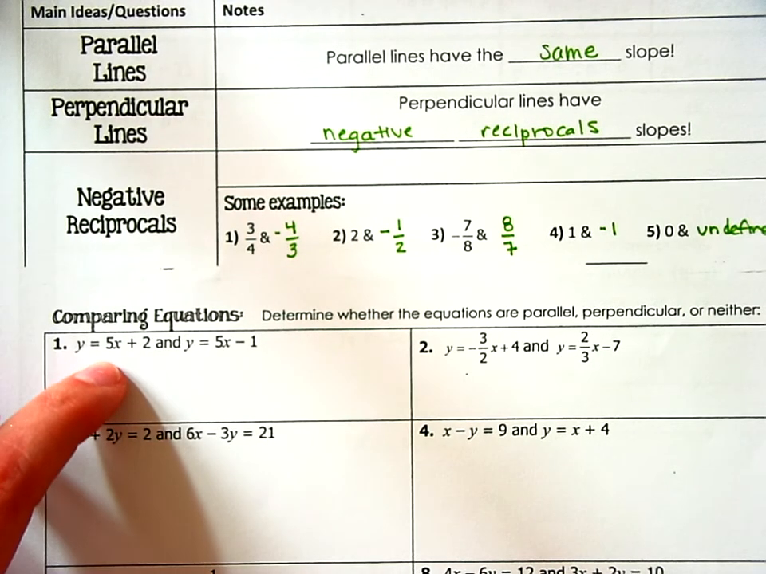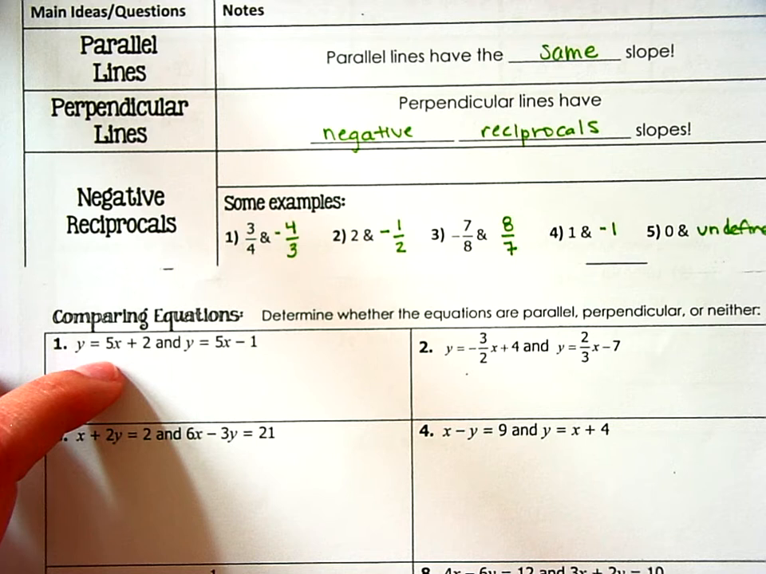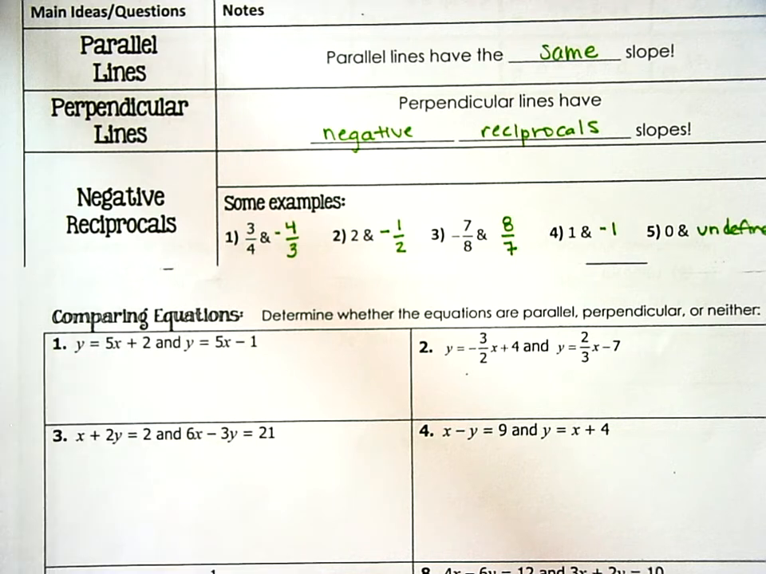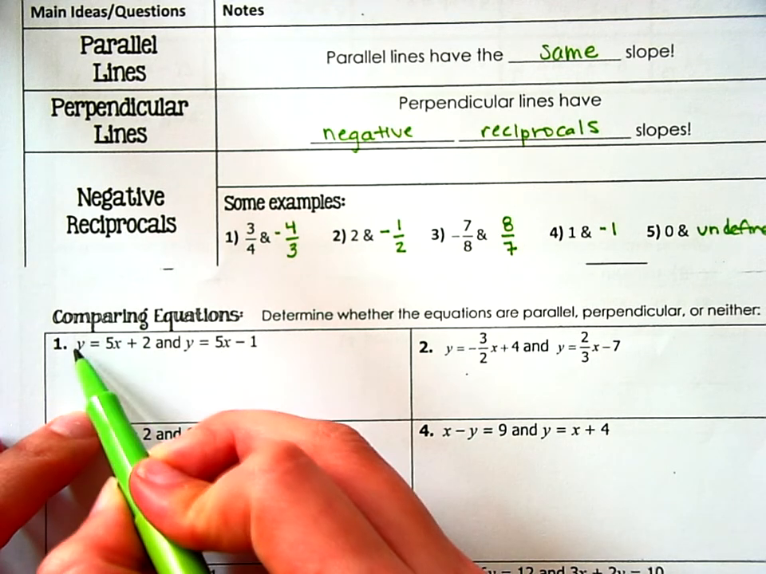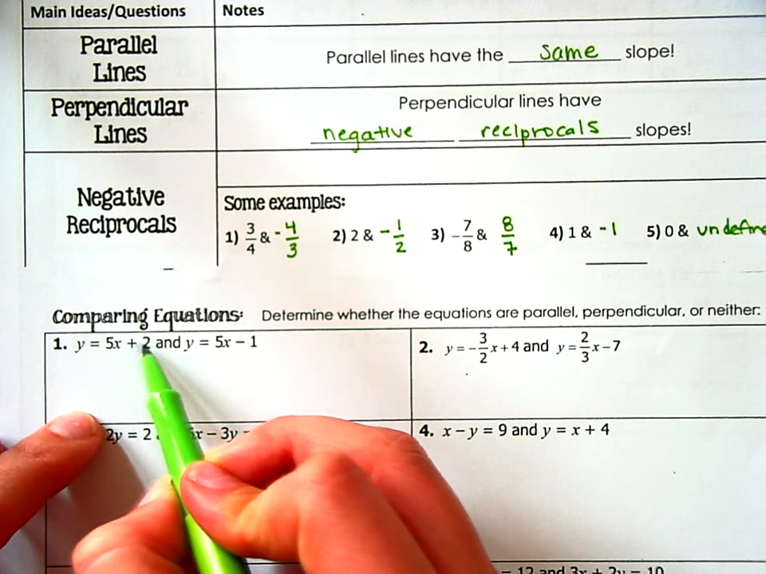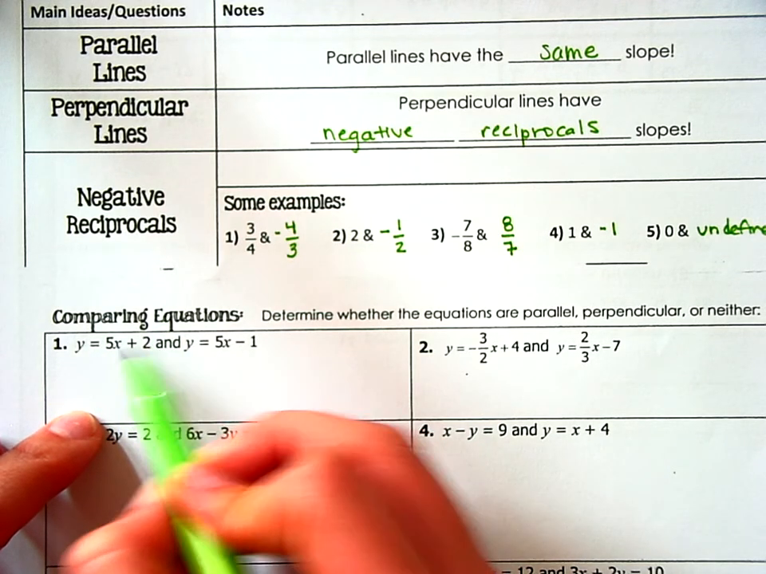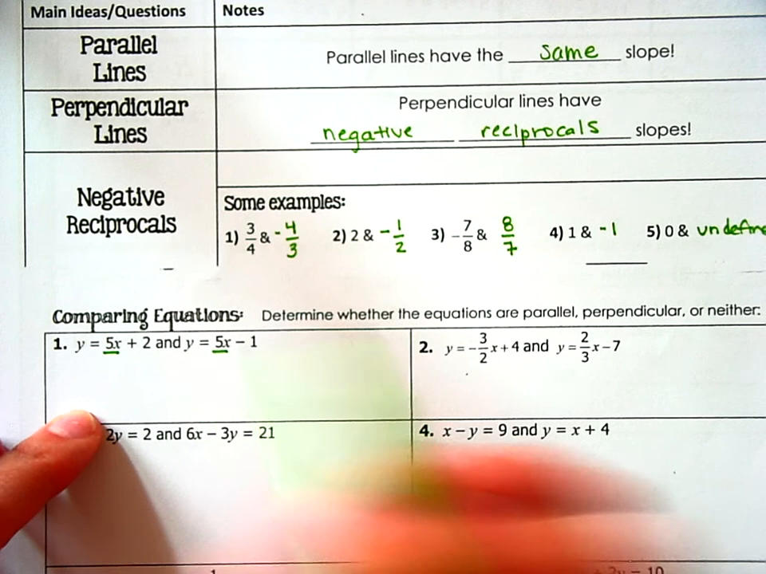All right, so for these next few problems, we are going to find out if these lines, the equations are given to us, are parallel, perpendicular, or neither. So all we need to do is look at the slopes and decide, are they the same, are they negative reciprocals, or are they neither? So let's start with the first one. Now, if my equation is already in y equals mx plus b, or slope-intercept form, then I just have to look at the slope, and it's as simple as that.